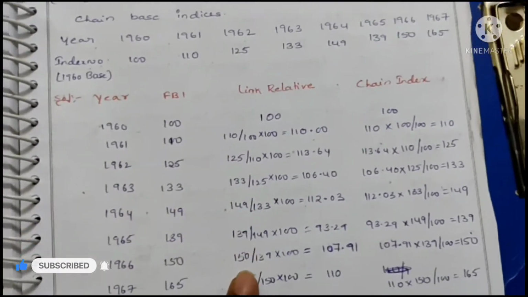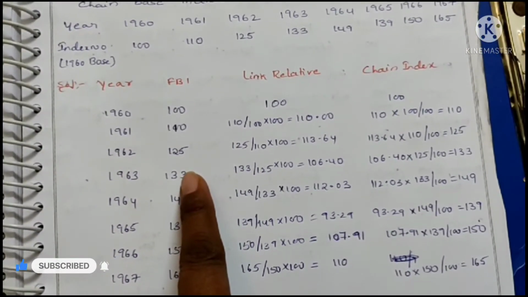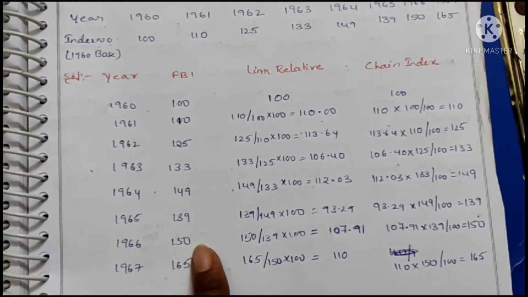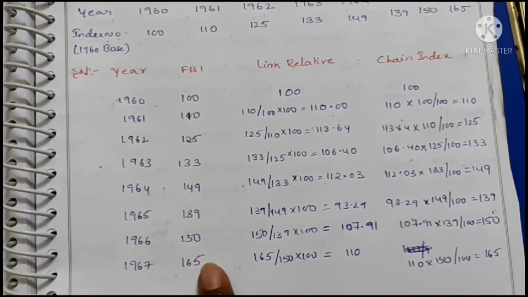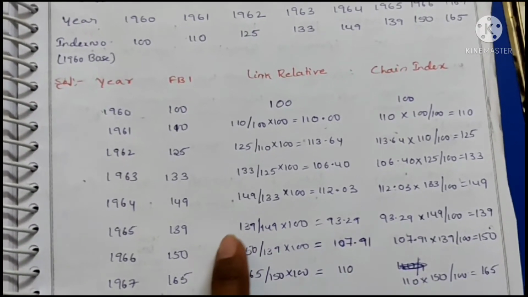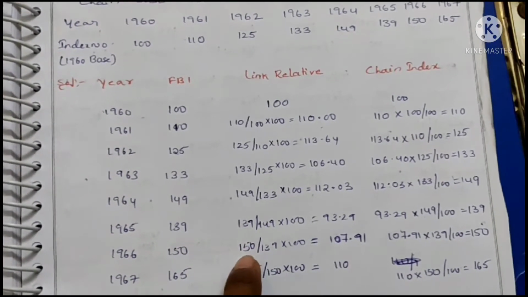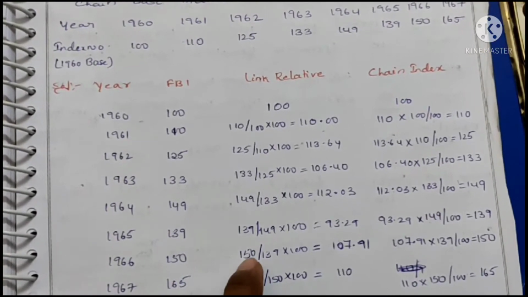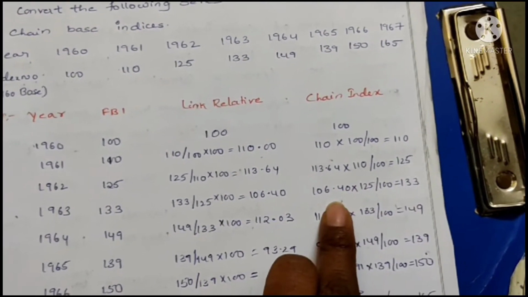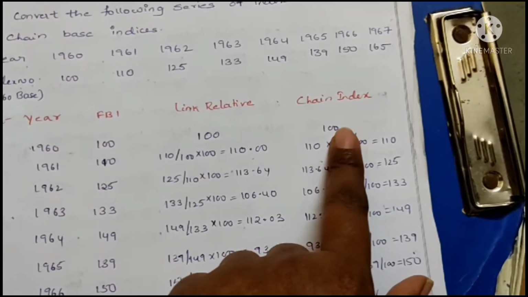In the same way we calculate 149 divided by 133 into 100, 139 divided by 149 into 100, 150 divided by 139 into 100, and 165 divided by 150 into 100. Remember: current year fixed base index divided by previous year fixed base index, into 100. Afterwards, we have to calculate the chain index, and for the chain index we take 100 first.